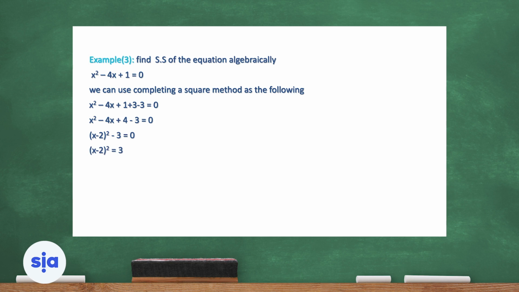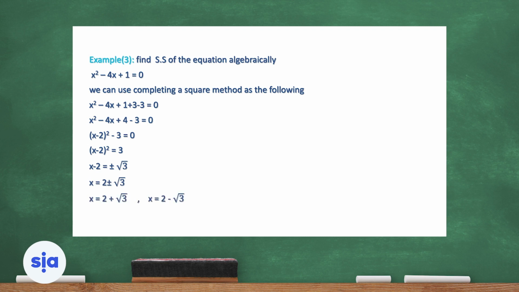After that, how to remove the power of 2? Yes, excellent. On the other side, we make positive or negative root 3. Don't forget to make positive or negative root, not only root 3. So x minus 2 equals positive or negative square root of 3. We move the 2 to the other side, so x equals 2 positive or negative root 3.